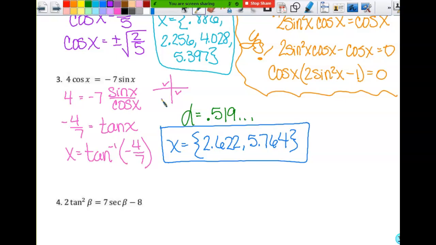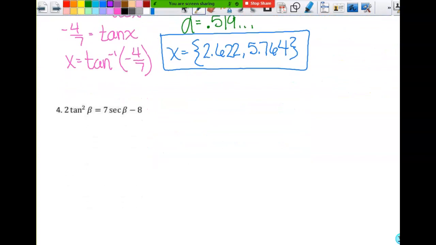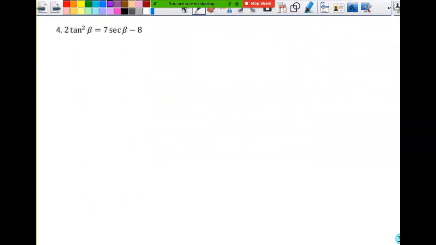Okay, we good? All right, so one more. I think you understand the concept here, but this one, we actually get 2 answers. I want to make sure that you know what to do with them. So I have 2 tangent squared beta equals 7 secant beta minus 8. It would be okay to have mixed trig functions like I did on that side example because we could factor out a GCF, but there's not going to be a GCF here. But I can replace tangent squared with something.